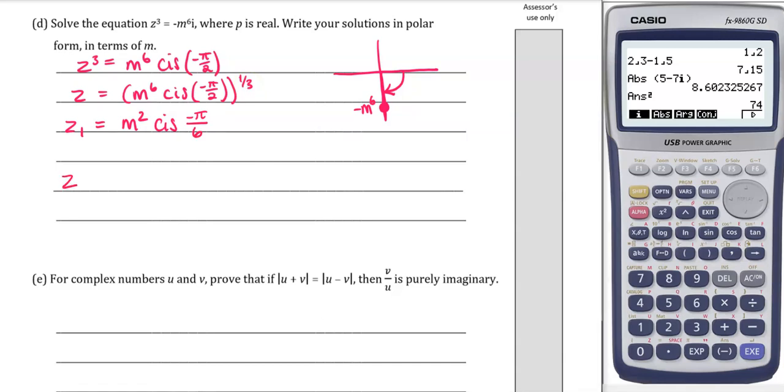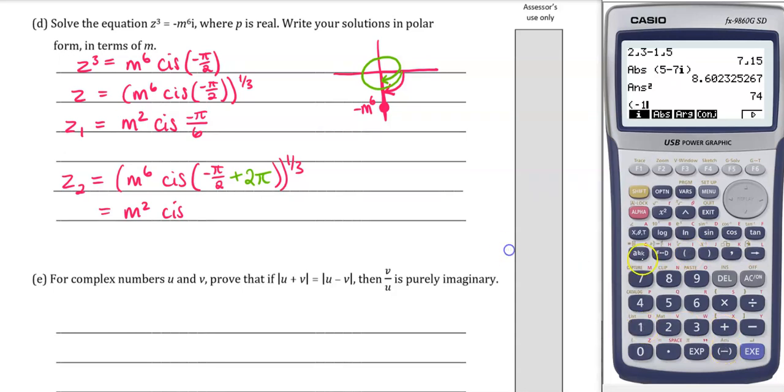Now for the second root, we imagine what z cubed could have started at if we did a whole other circle around. So instead of stopping there, we could have gone all the way around and back to there again. So that means that it would be the cubed root of m6 cis of negative pi by 2 plus a full circle, and then that will be to the power of 1/3, cube rooting it. Okay, so then that is m squared cis of, now that argument started off at negative a half, add on 2, and then divide it by 3.